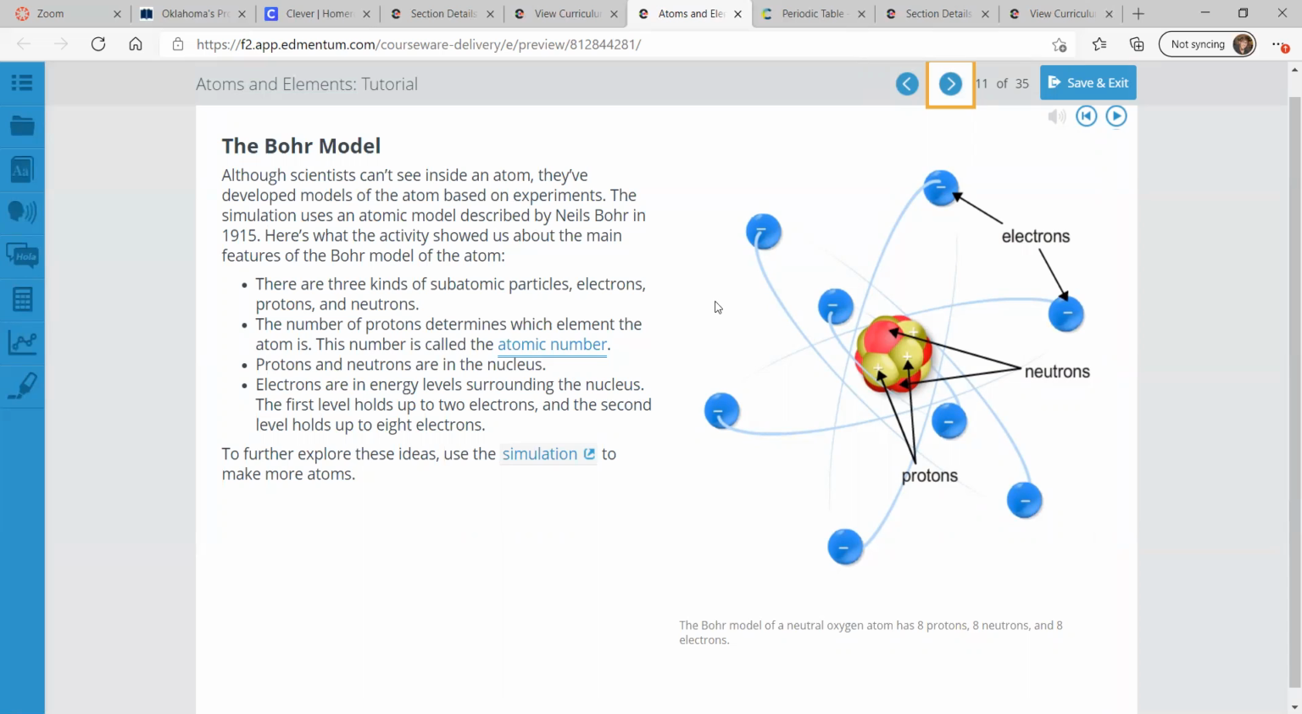There are 3 kinds of subatomic particles: electrons, protons, neutrons. The number of protons determines which element the atom is. This number is called the atomic number. Protons and neutrons are located in the nucleus. Electrons are in energy levels surrounding the nucleus. The first level holds up to 2 electrons, and the second level holds up to 8 electrons.